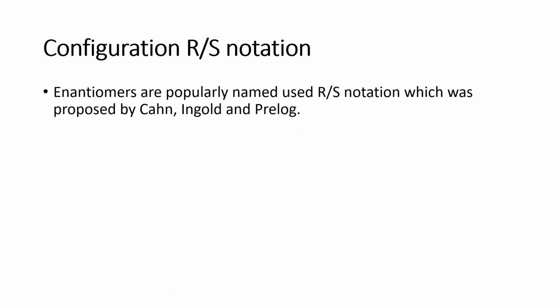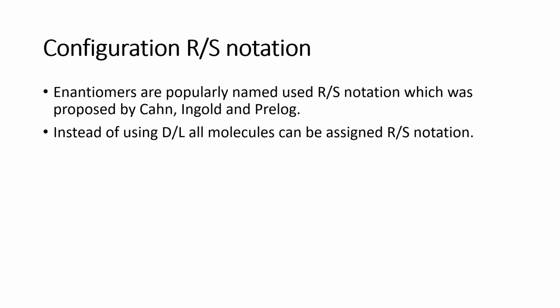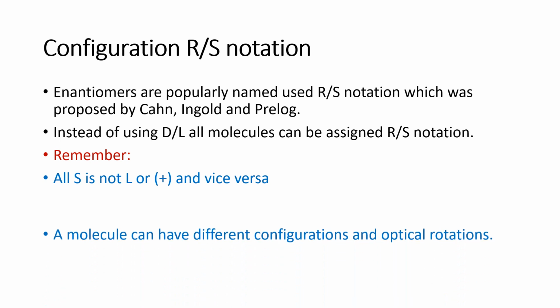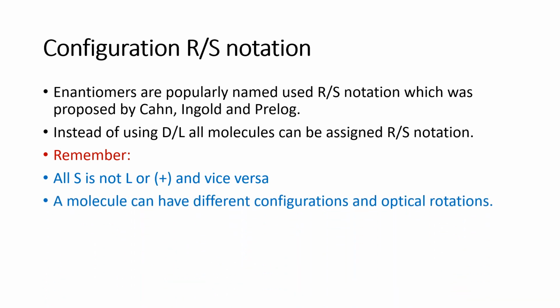So the D and L were written with respect to the OH group's direction when we write the structure of the molecule. But later, configuration was better written using RS nomenclature or RS notation. This notation was proposed by Cahn, Ingold and Prelog. And what we have to remember in this notation is that S is not always L or plus, or vice versa. In the sense, if a molecule has a prefix L and plus, it doesn't mean every molecule will be L and plus, or if it is L, it must be S. It is not like that.